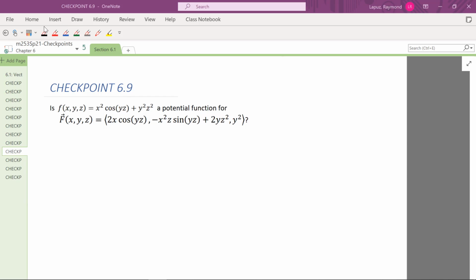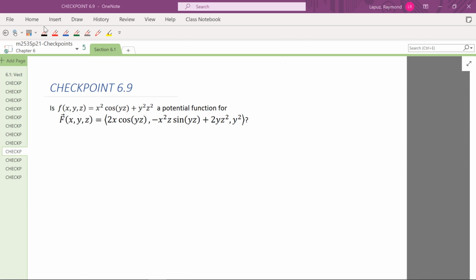They want us to find out if f of x, y, z is equal to x squared cosine yz plus y squared z squared, is a potential function for the vector field 2x cosine yz, comma, minus x squared z sine yz plus 2yz squared, comma, y squared.